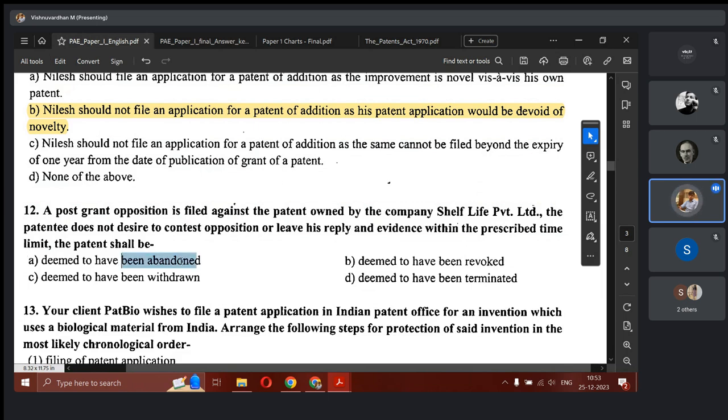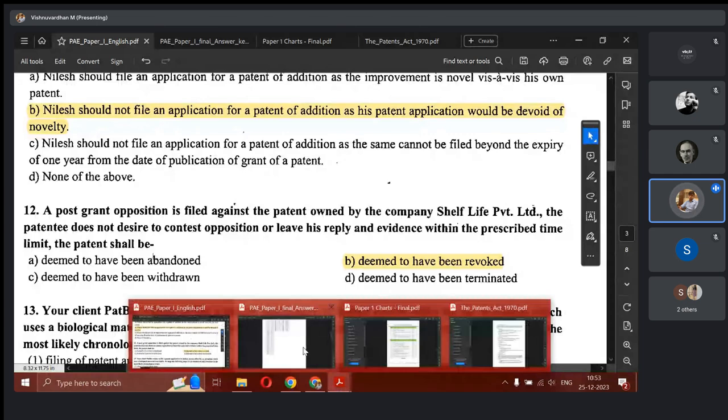Will it be deemed to have been abandoned? No, because abandonment will happen only to an application. Post grant means your patent has been granted, so it can't be abandoned now. Only an application can be abandoned. Will it be deemed to be withdrawn? No. Only a patent application can be withdrawn, not a granted patent. Will it be deemed to have been terminated? No. Termination means the expiry of the patent has happened, 20 years have passed. So the only option left is revoked. That means the patent which has been given will be taken back. So the answer has to be B. 12th one is B. So this is again grammar. There's no logic to this question.